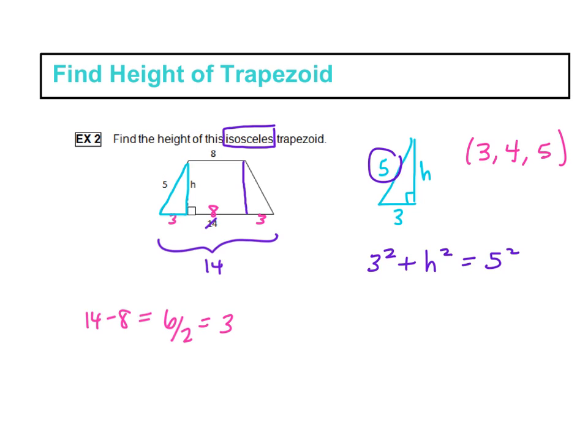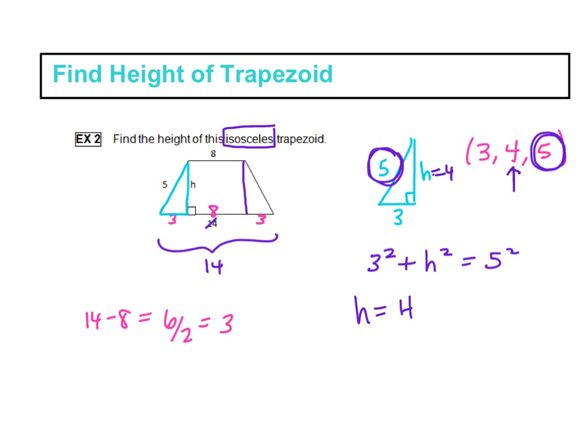Well, let me go back to this. In the triple, because the last number is 5, that has to be the hypotenuse of the triangle. So if you look at the triangle, is 5 the hypotenuse? It's across from the 90 degrees, the longest side, so it is. This is a 3, 4, 5 triangle, telling us that 4 is our height. So our height is equal to 4.